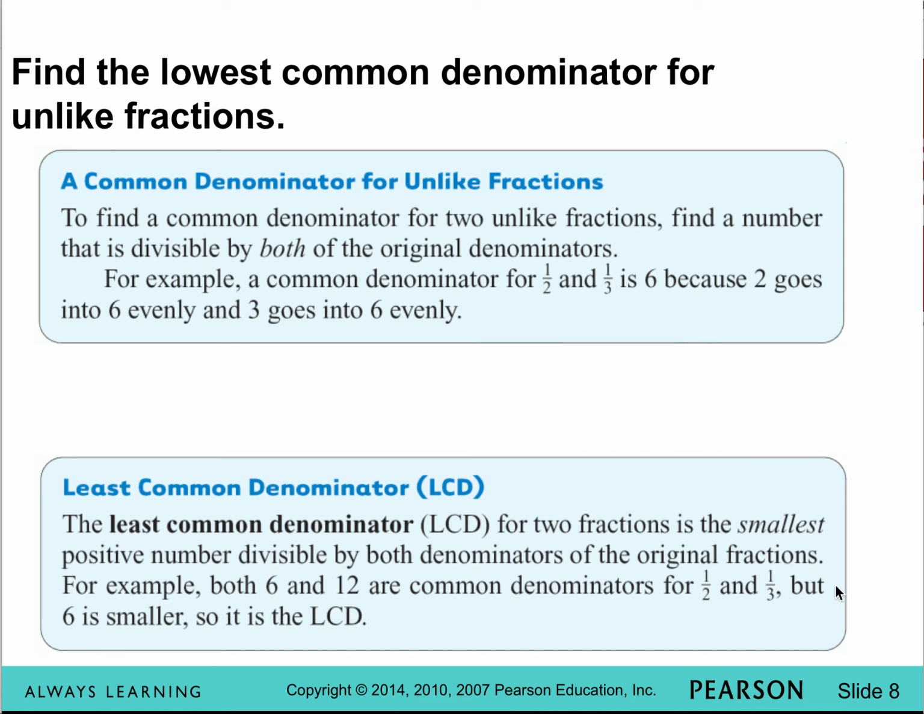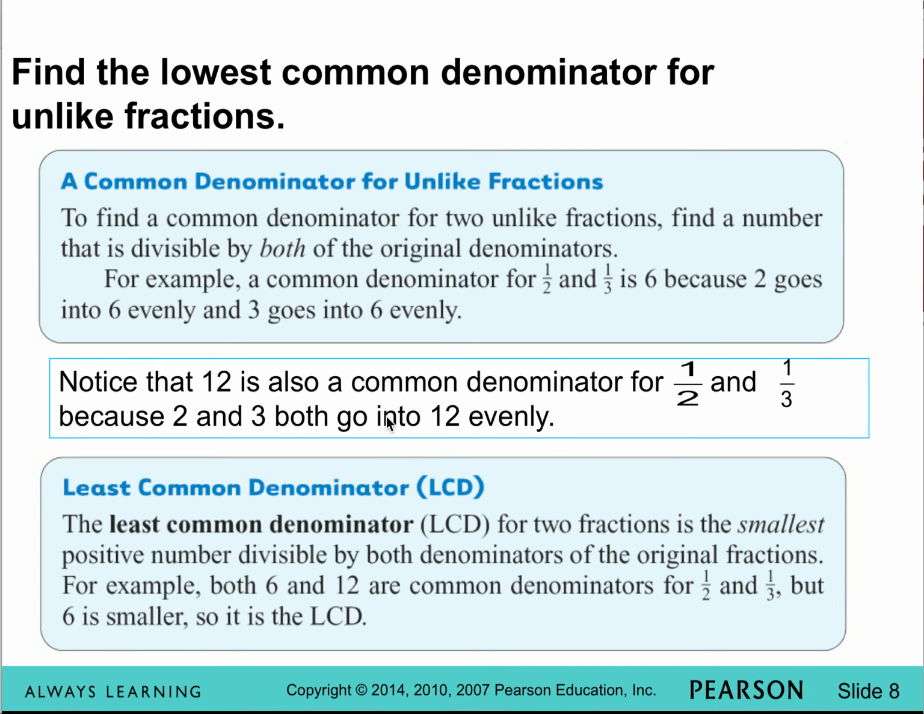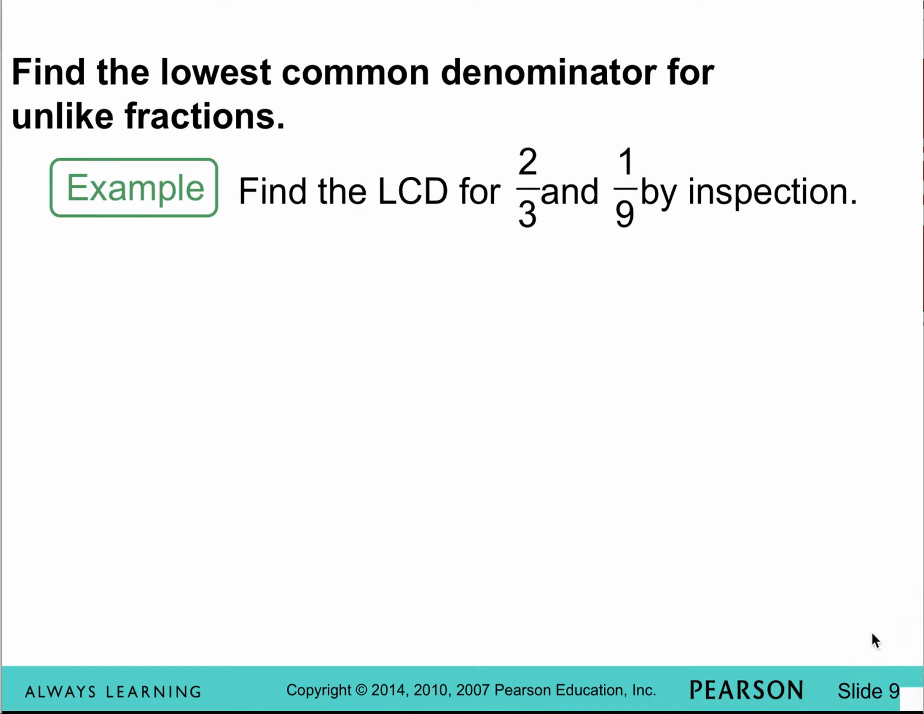Okay, now 12 is also a common denominator for 1/2 and 1/3 because 2 and 3 both go into 12 evenly, but we like to find the least common denominator. It's not saying you have to, but it's going to make your work a lot easier, particularly when we have variables in those denominators like we saw just a second ago. So we're going to try to look for the least common denominator. Okay, so we're going to practice just finding the least common denominator.